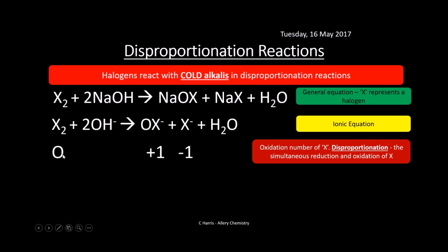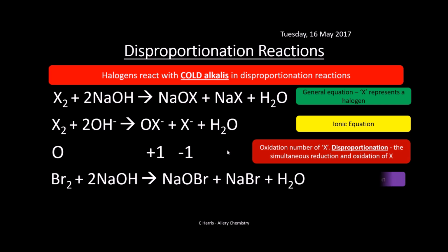This is the halogen. You can see here that's 0 here because it's elemental. But the halogen here is +1 and the halogen here is -1. Okay, so you can see here the same halogen is being oxidized and reduced. And we call this a disproportionation reaction when we're getting simultaneous reduction and oxidation.